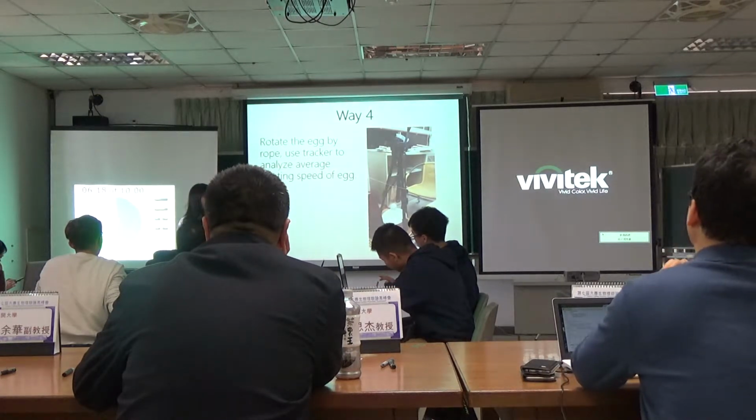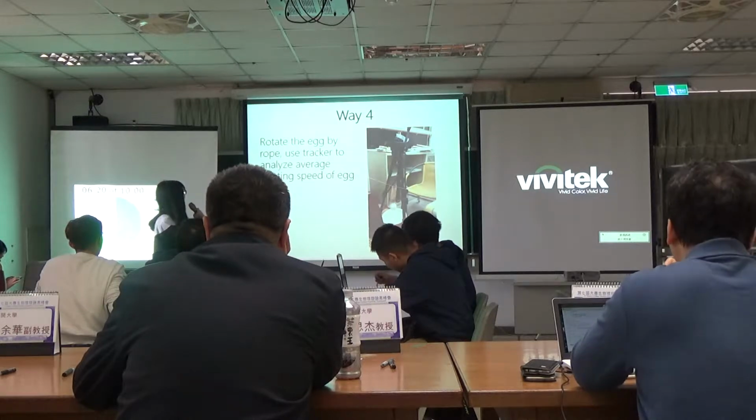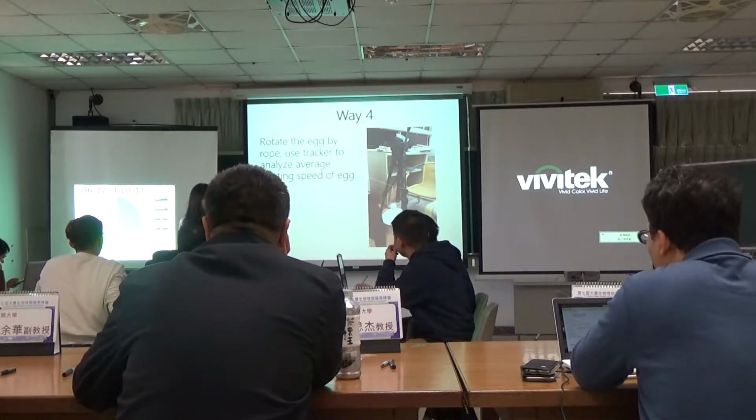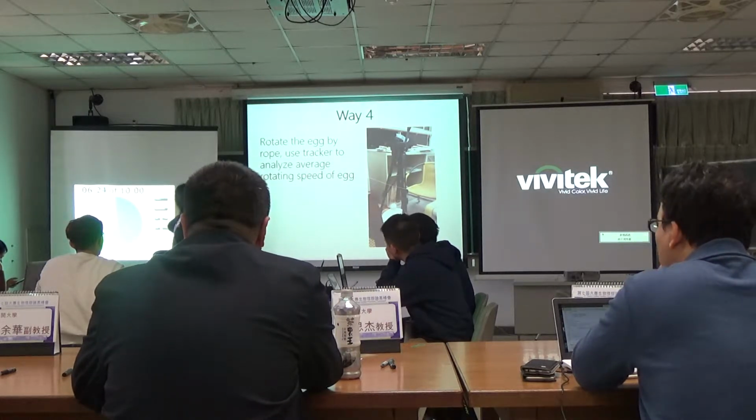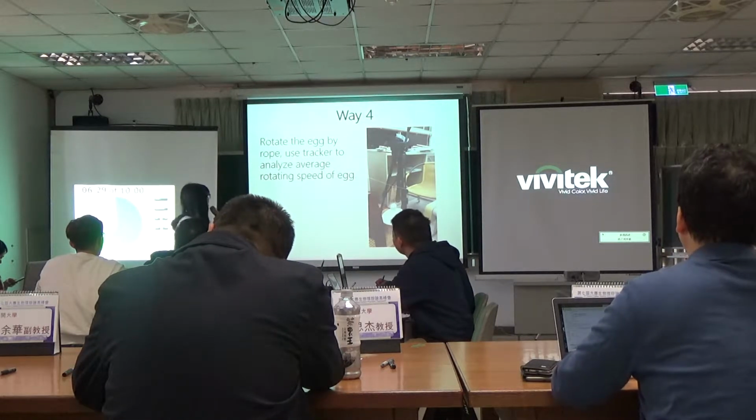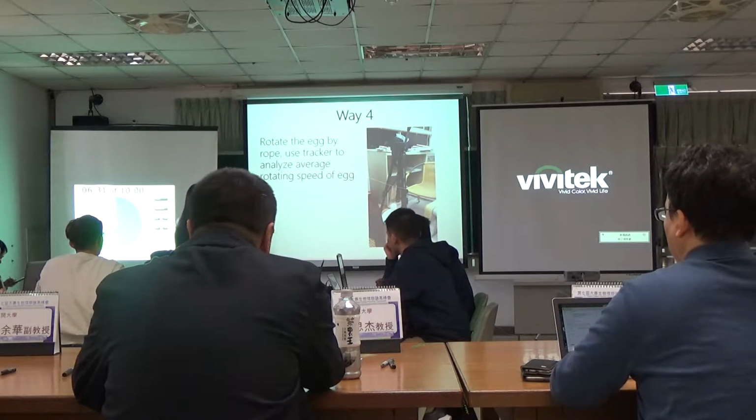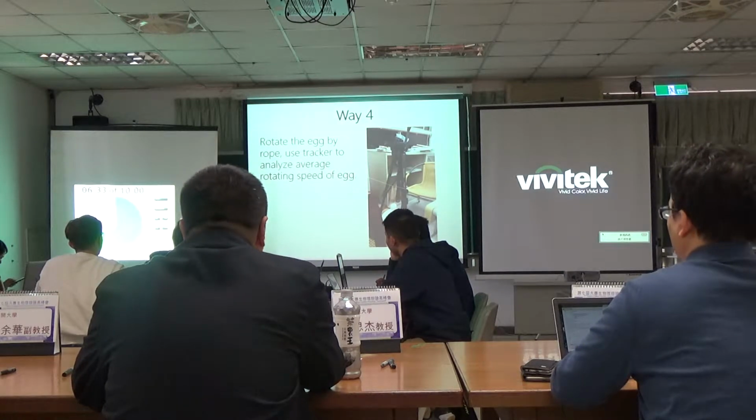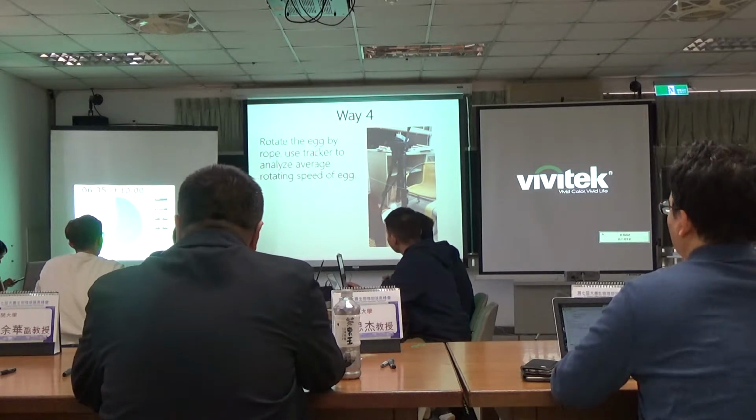So we turn to method 4. We rotate the egg by the rope and use a tracker to analyze the average rotating speed of the egg. Every time we rotate it about 5 turns and then evaluate.